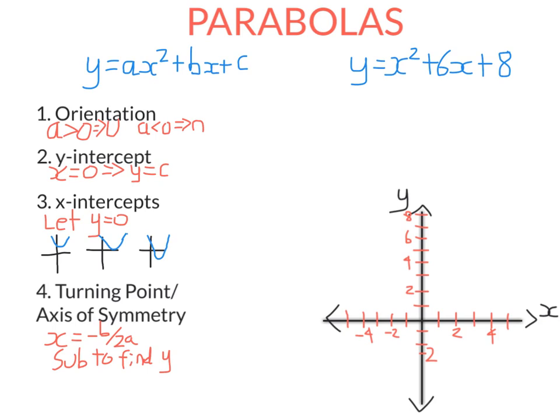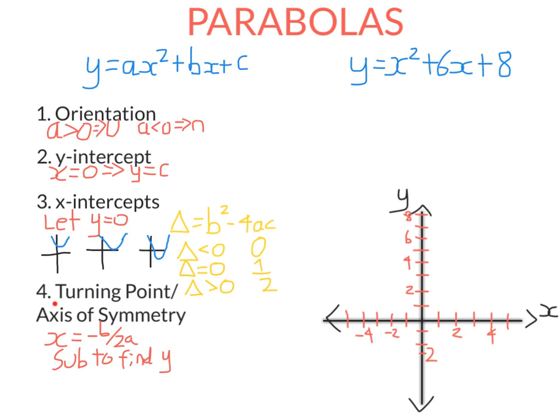Remember we learnt the discriminant. The discriminant is b squared minus 4ac. That's the bit under the square root sign in the quadratic formula. If the discriminant is less than 0, then there are 0 solutions to the quadratic equation, which means there will be no x-intercept. If the discriminant is equal to 0, there will be 1 x-intercept, and if the discriminant is greater than 0, there will be 2 x-intercepts.